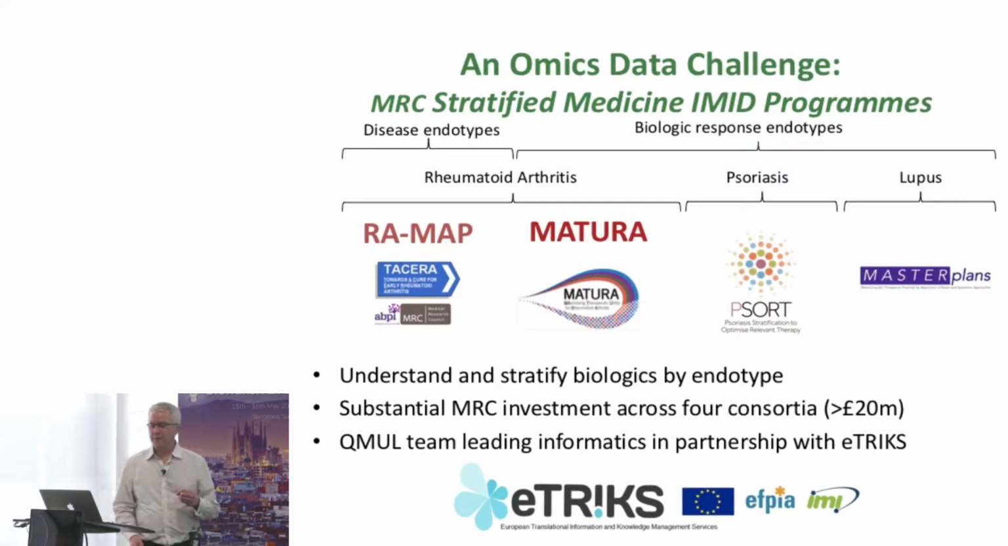So we have 4 projects, that you saw on Jay's slides earlier, that we're working on to understand the role of biologics and to stratify biologics. And these are highly overlapping. They're all using TranSmart. So we've got RAMAP that's looking at RA disease biology, Mature is looking at RA biologic response, SORT is looking at psoriasis biologic response, and Masterplans is looking at lupus biologic response. So we want to understand and stratify biologics by endotype, so by the different forms of these diseases.